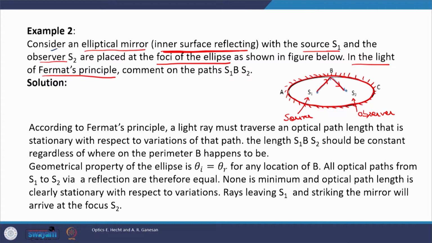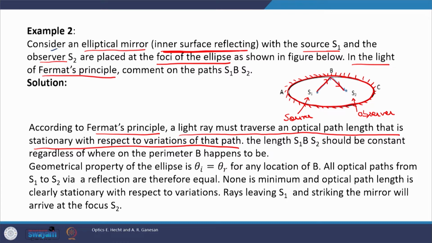Now, let us go to the solution. According to Fermat principle, a light ray must traverse an optical path length that is stationary with respect to the variation of that path. If you remember, we took delta of the optical path length, and if it is not optimum, then it should be 0. Any variance in the path length must be 0.